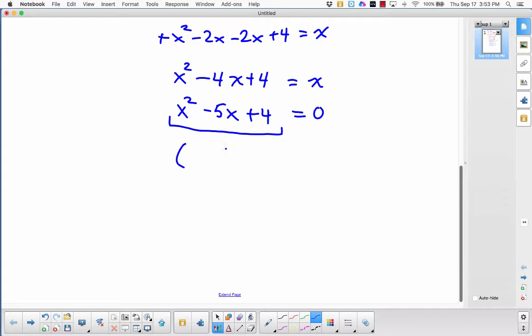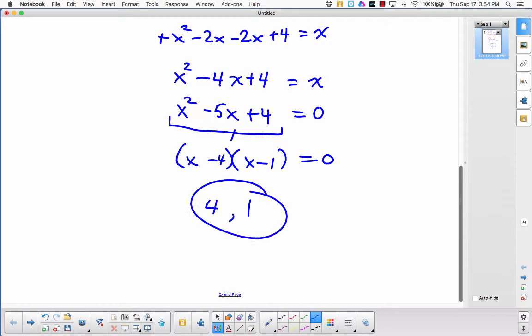Now I can see if I can factor it. And I think this one I can factor to minus 4 and minus 1. I think that works. So my solution to this question will be a positive 4 and a positive 1. Now, with any equation, but especially radical and rational equations, you want to take these numbers, 4 and 1, up to the top to see if they actually work.